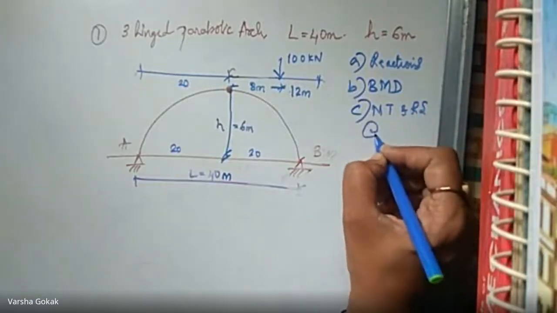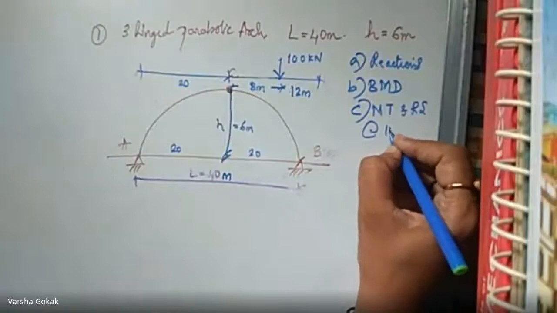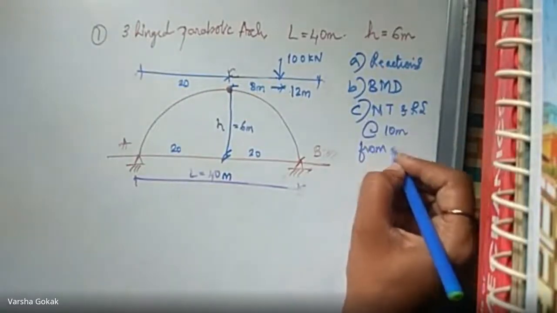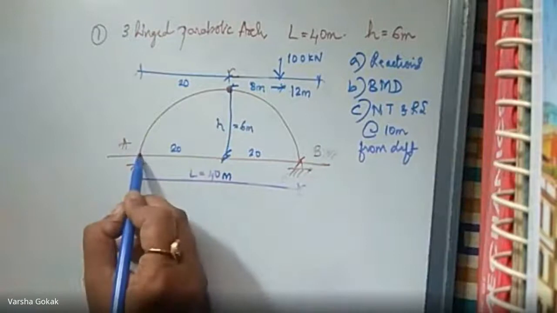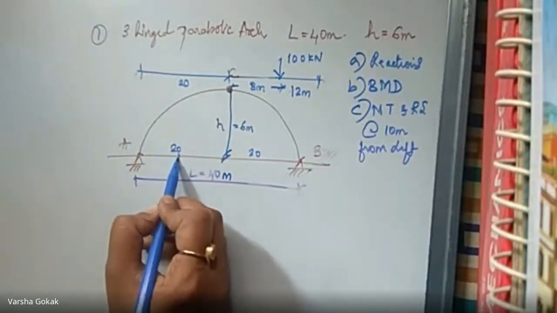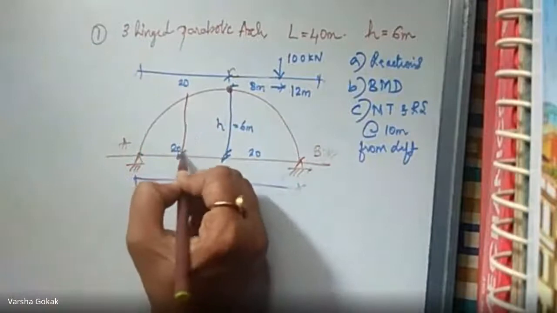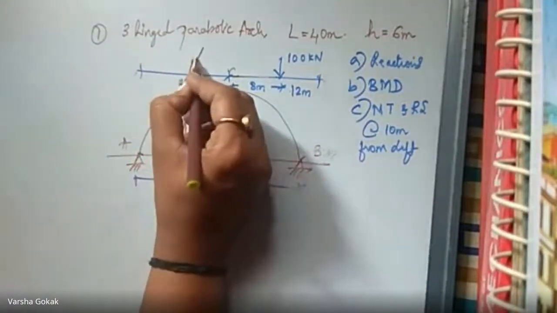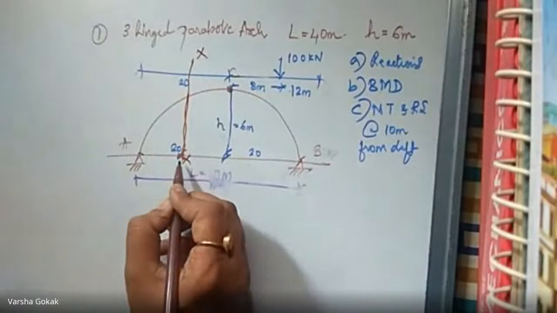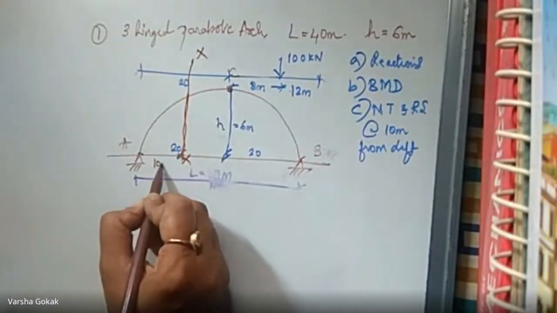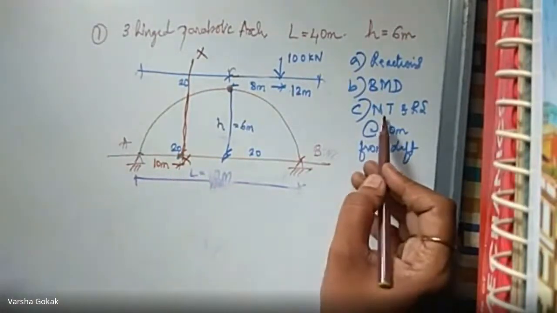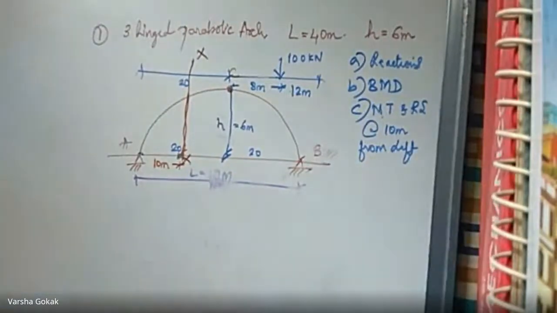This has to be found at 10 meters from the left side, somewhere over here at this junction. Okay, I call it section XX. At this section XX at 10 meters distance, we have to find the normal thrust and radial shear. This is the question, and you will get this for more than 10 marks. It is quite a lengthy numerical. Okay, so we'll first finish up one and then we will see the other one.